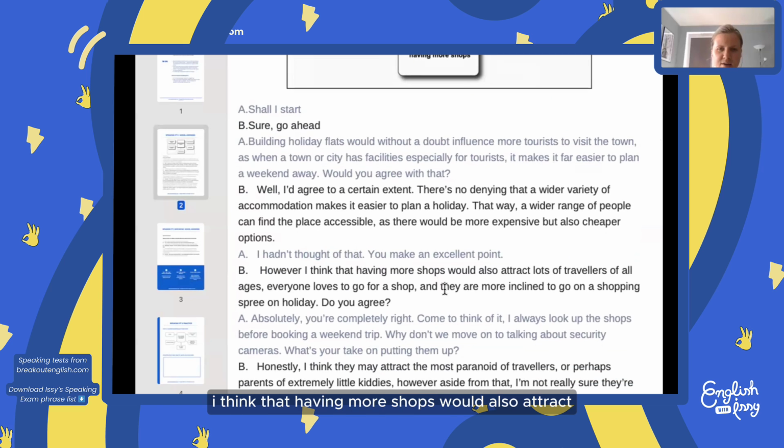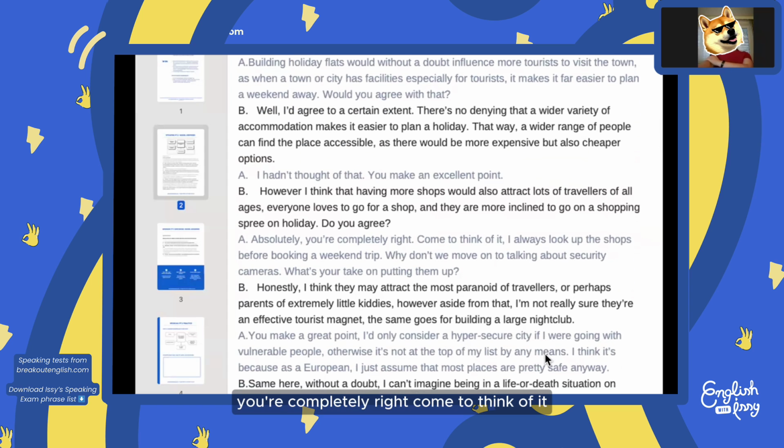However, I think that having more shops would also attract lots of travelers of all ages. Everyone loves to go for a shop, and they are more inclined to go on a shopping spree on holiday. Do you agree? Absolutely. You're completely right. Come to think of it, I always look up the shops before booking a weekend trip. Why don't we move on to talking about security cameras? What's your take on putting them up?